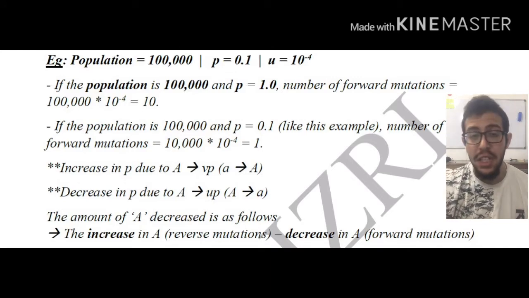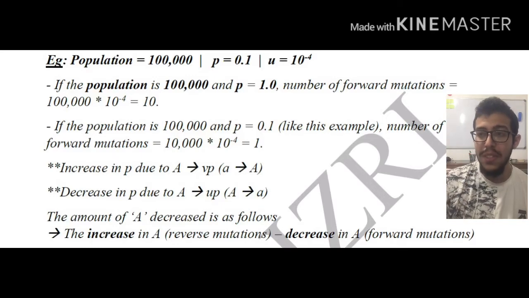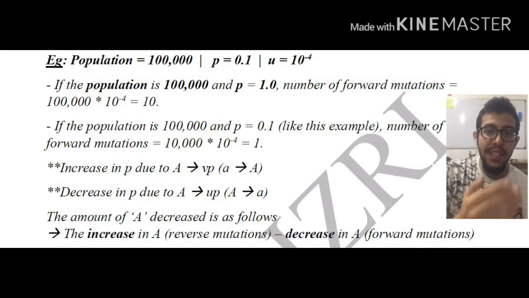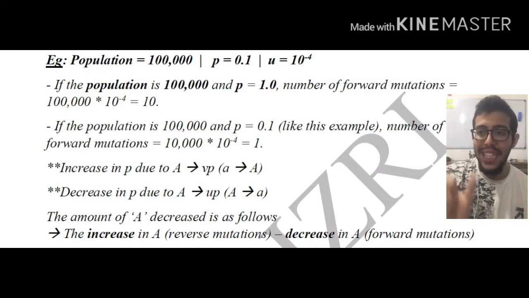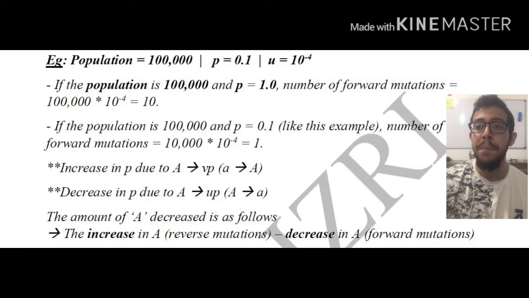Now, moving back to our question, if the population is 100,000 individuals and p, the frequency of our allele at hand, is 0.1, the number of forward mutations is going to be simply 10,000 multiplied by 10 to the power minus 4, because 0.1 multiplied by 100,000 is 10,000. Therefore, the result is going to be 1.